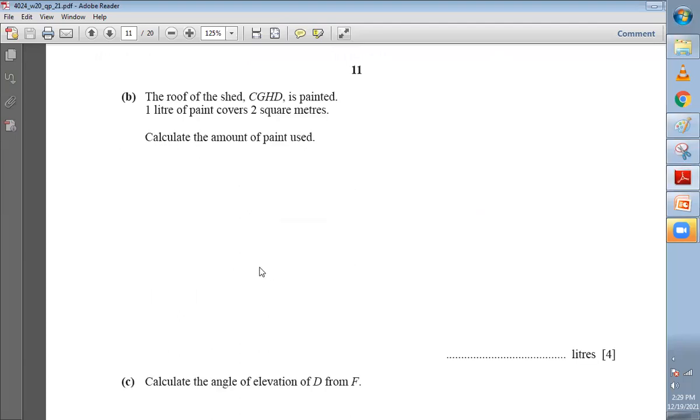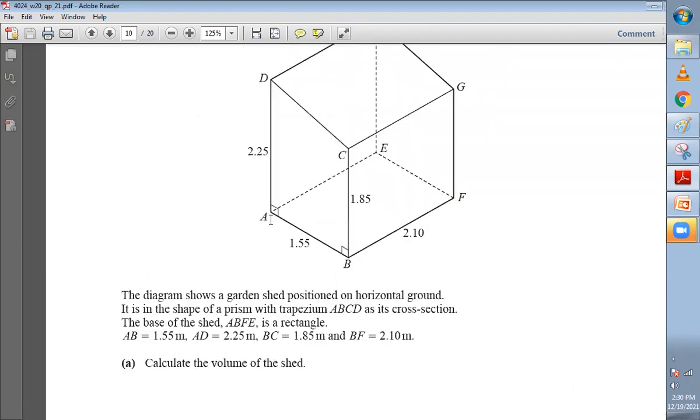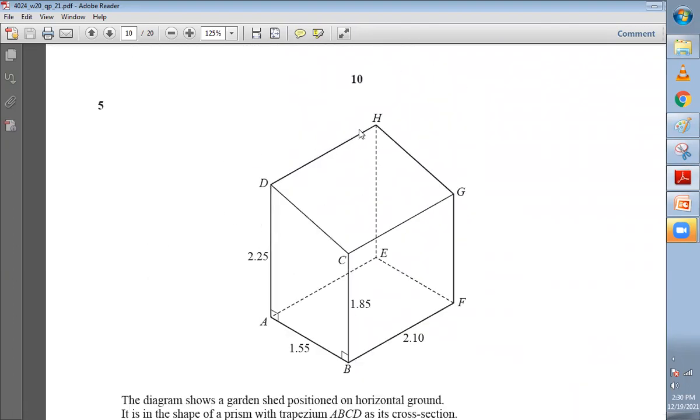Then we have a 4-mark question. It says the roof of the shed CGHD is painted. 1 liter of paint covers 2 square meters. Calculate the amount of paint used. Okay, so I need to know what is the area of the roof. The roof is this.